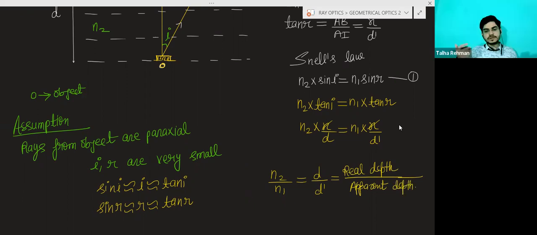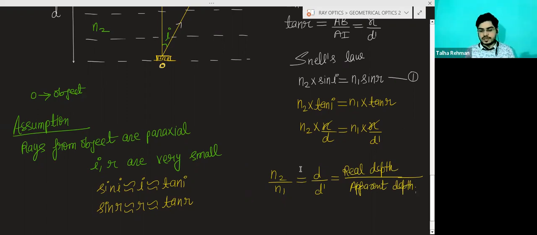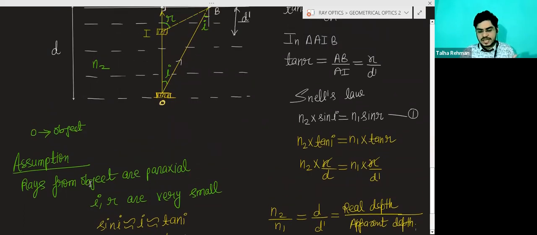So in this way we can do the derivation. I have just applied here some concept of geometry, and Snell's law we have applied, and some concept of trigonometry. Okay, and we can do the derivation. Here angle I and angle R are very small, because we assumed that rays are paraxial.